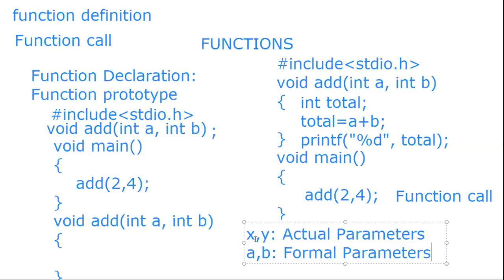X and Y are used in the main function. Whatever variable is used in the main function is called an actual parameter. So in the function call, we have given maximum of X comma Y. They are actual parameters. Now when we define the function, we have given A and B. So A and B are used in the function. Whichever variables we use in the function are called formal parameters.